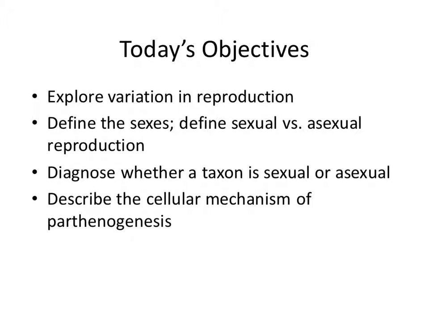So the goal today is basically an introduction about variation in how organisms reproduce, both sexually and asexually. And then my goals for you by the end of the day are pretty straightforward. They should be relatively simple. If I give you a case study or an example, can you tell me, from an evolutionary biologist's perspective, does that count as sexual reproduction or asexual reproduction? And then specifically, we'll talk about one form of asexual reproduction, parthenogenesis.